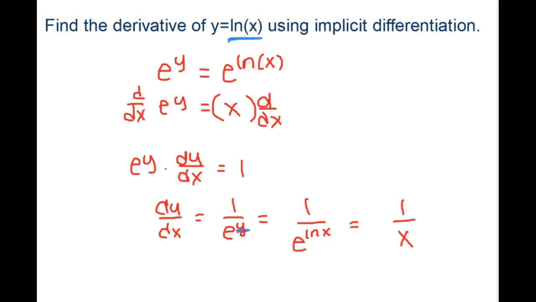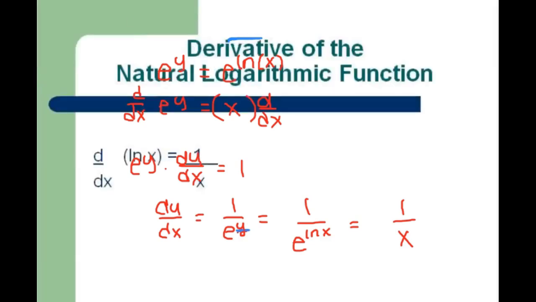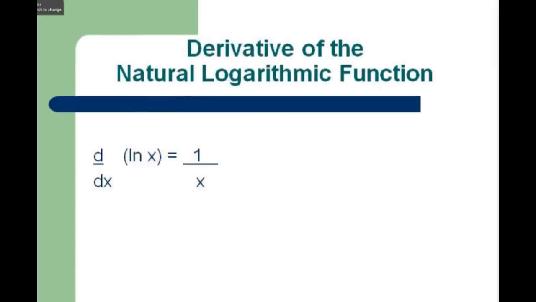So, moral of the story, the derivative of the natural log of x is 1 over x. The derivative of the natural log of x is 1 over x.